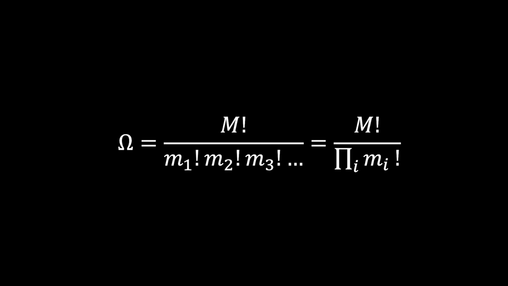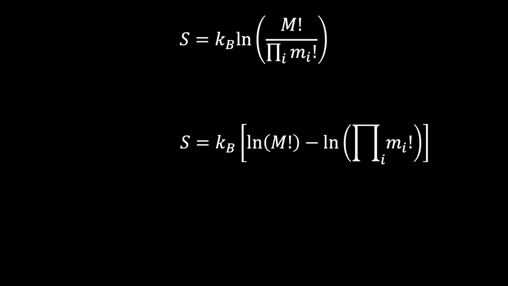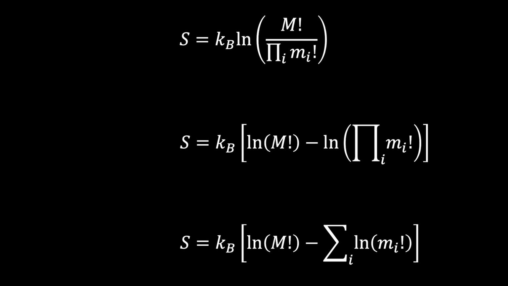Now, using this permutation formula, we get the number of ways that these things can be ordered, and we can plug this now into our Boltzmann entropy equation, and we get that the entropy is equal to the Boltzmann constant multiplied by the natural log of this permutation formula. We distribute the natural log, and then we're going to use the properties of logarithms to turn the second term into a sum. This looks pretty messy at this point, but we're going to fix this by using something known as Stirling's approximation to help us solve it.